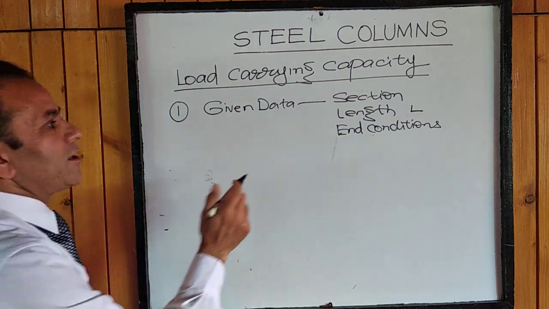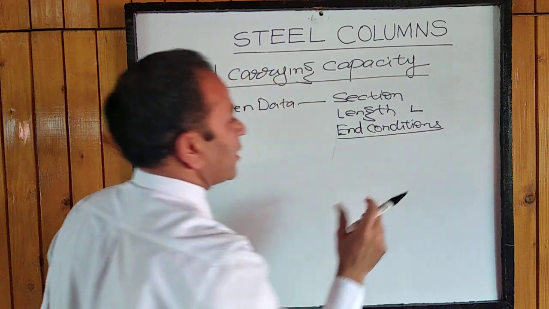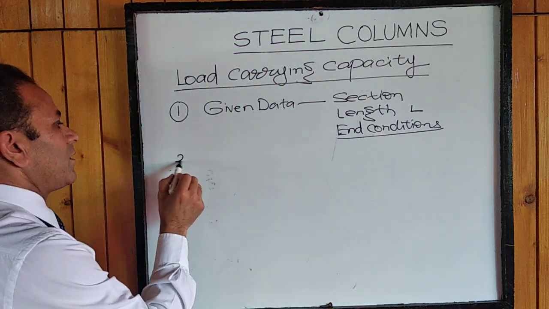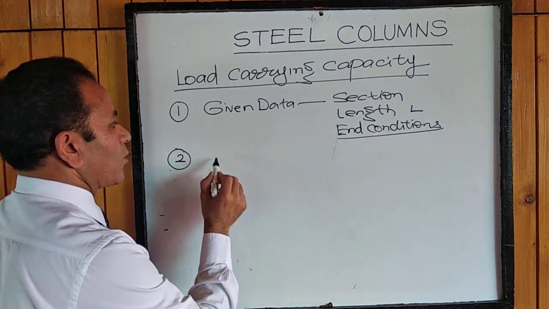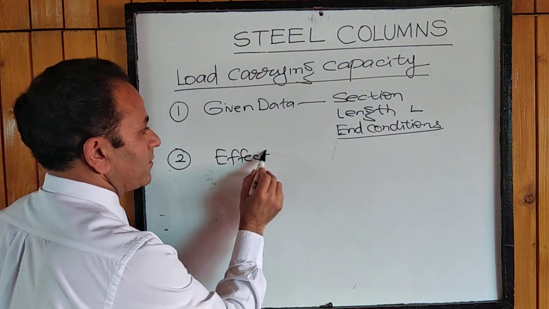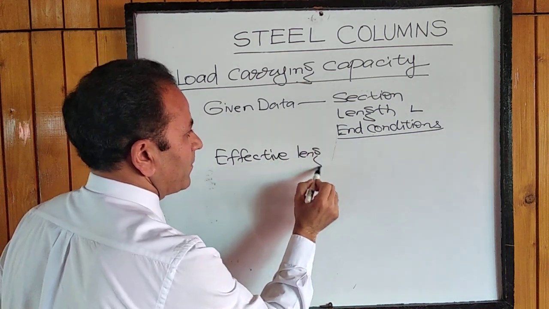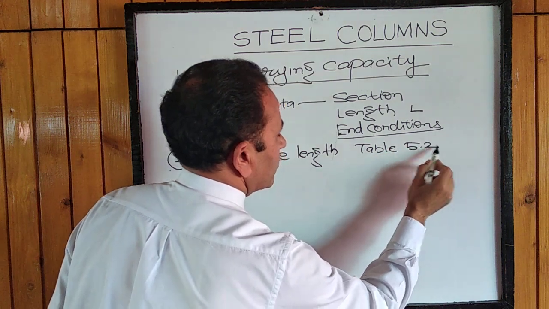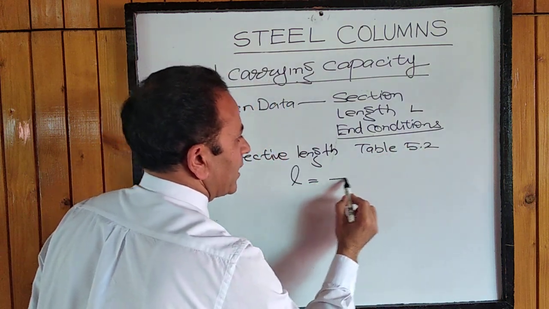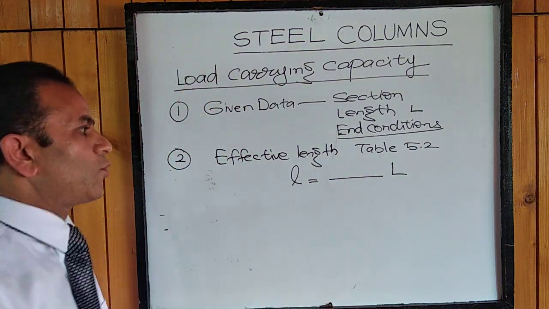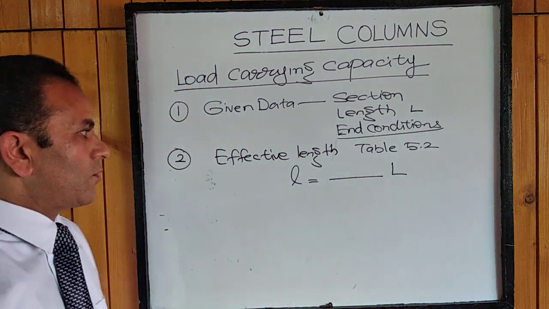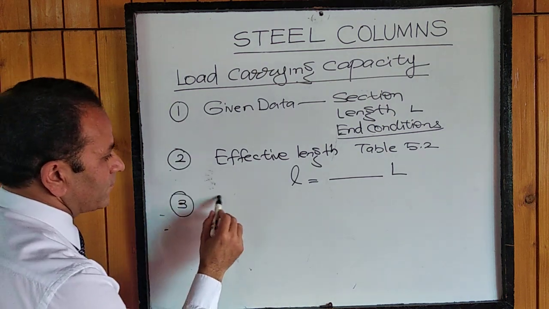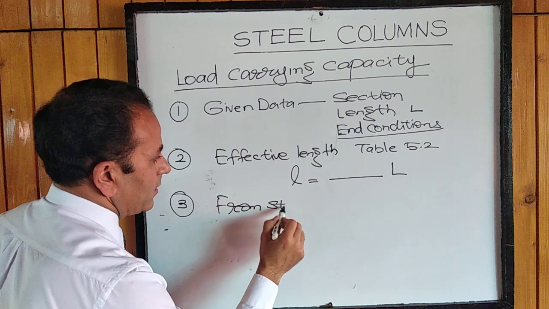So these conditions will have to be noted, because we have to calculate the effective length from the IS code table pertaining to that particular condition. Then we calculate the effective length of the column. So from table 5.2 we take the coefficient corresponding to the end conditions, multiplied with the overall length of the column, so we get L. Okay, from the steel table, we go to the steel table.